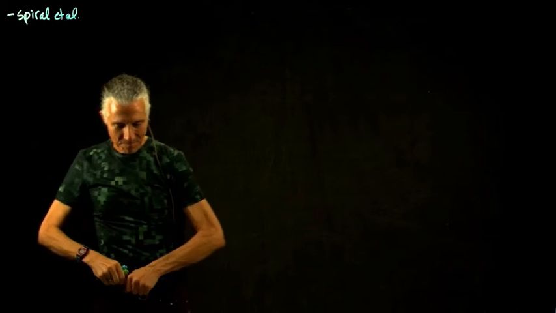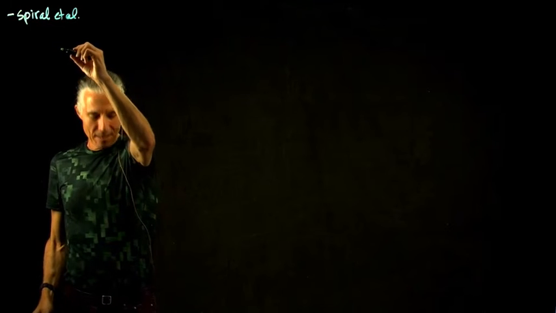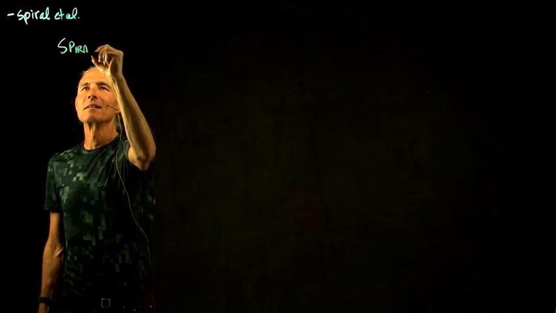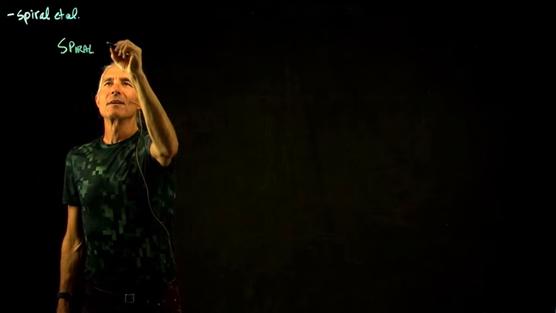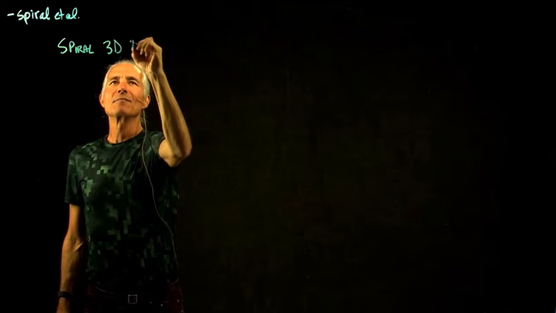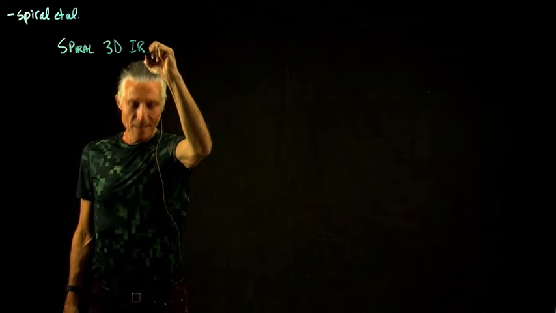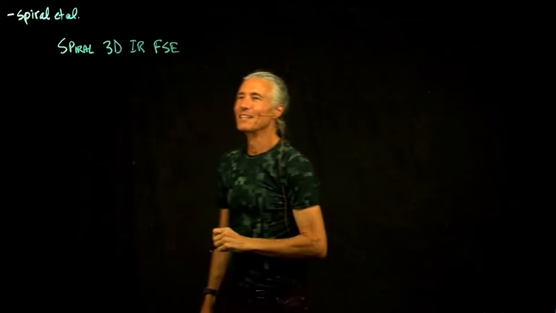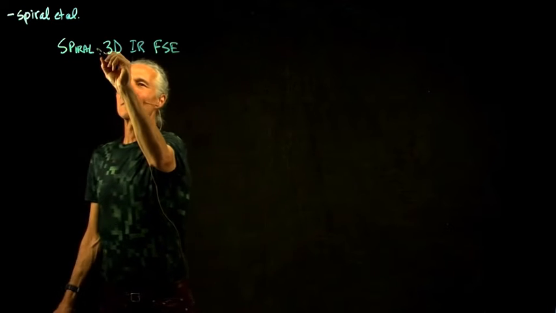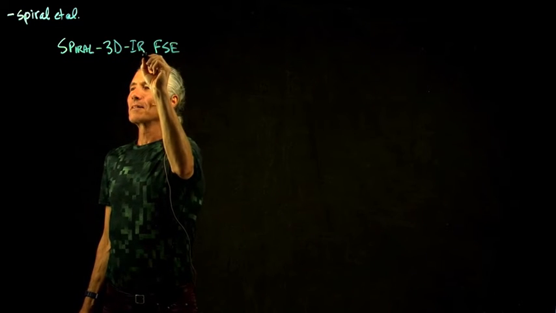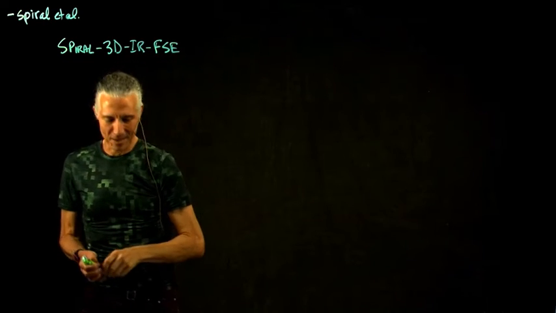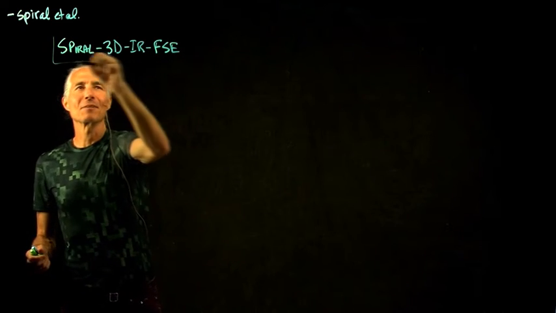And so it's a spiral 3D inversion recovery fast spin echo. Okay, so it's a 3D spiral that has inversion recovery, and it's doing it as a fast spin echo. So how does this work?